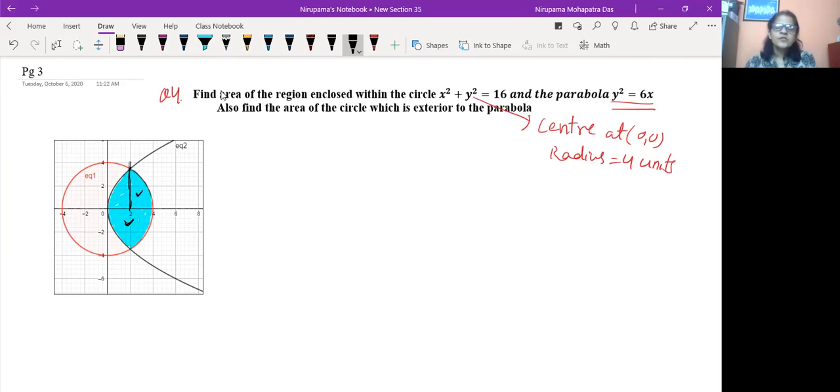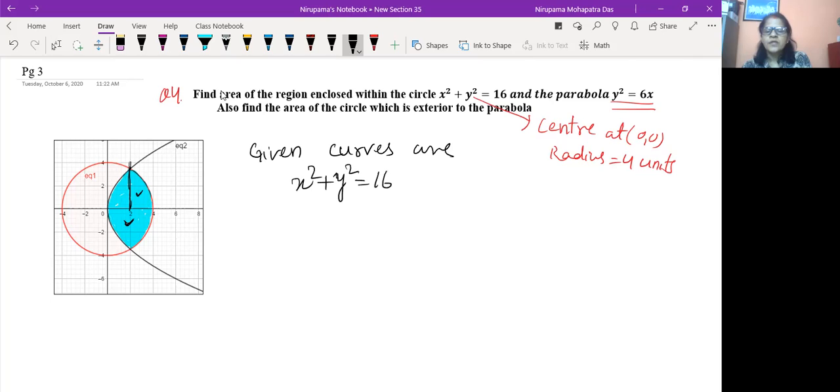So first of all, we have to write the proper format. Given curves are, first we are writing the circle. Otherwise, you can write the parabola also. x square plus y square equal to 16. So here y of the circle we will get later on. Parabola is y square equal to 6x. Okay, so we are writing the given curves.